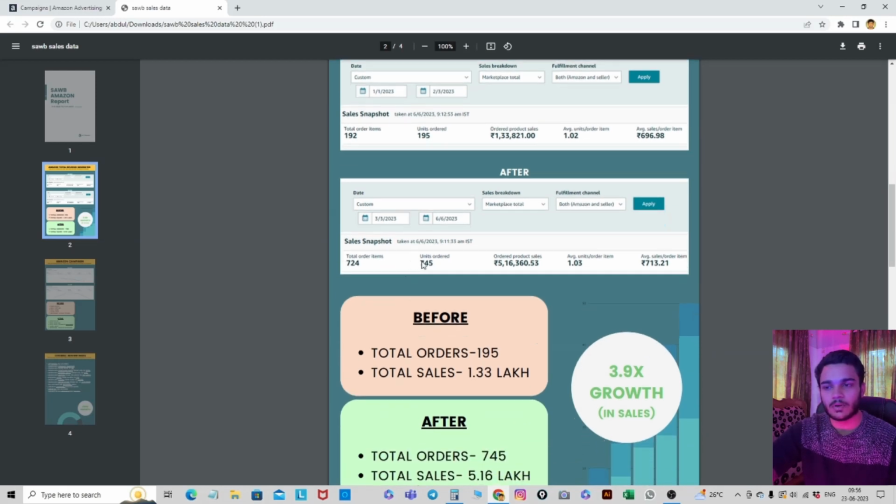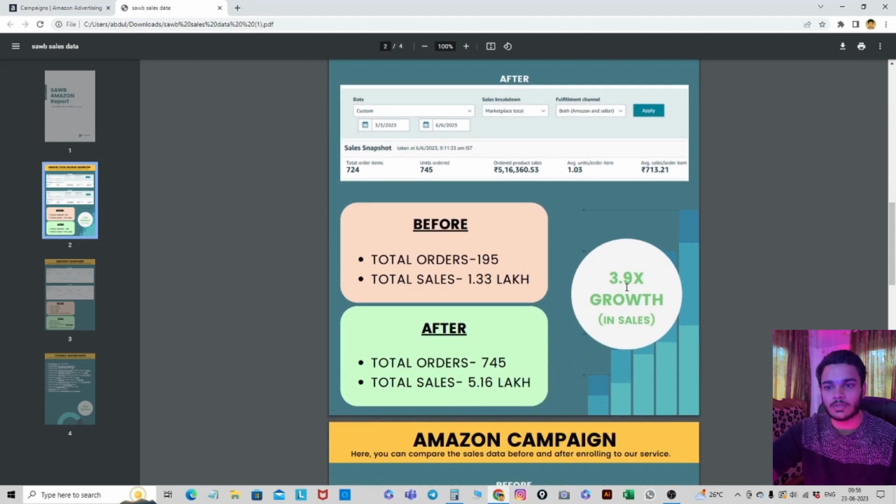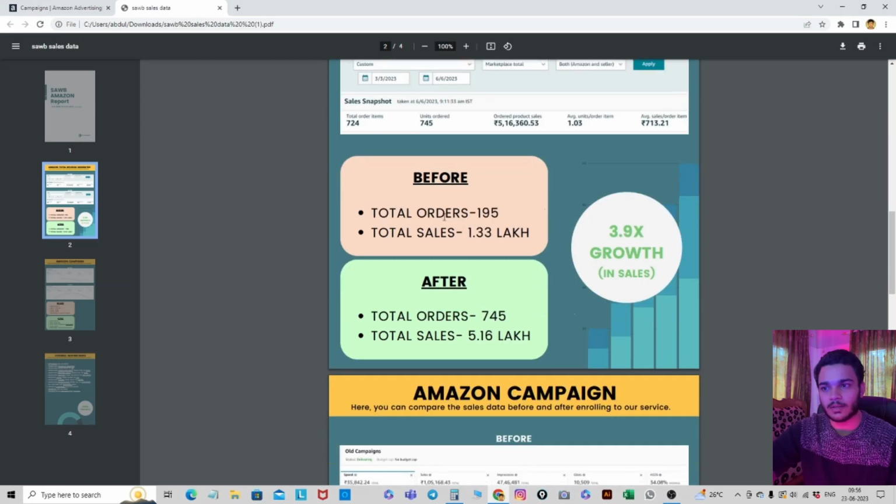And after that, within 3 months, they have received 745 orders. So I could increase their growth around 3.9x compared to their previous performance. Here I have briefly explained that before they were getting only 195 orders. Later that was increased to 745.